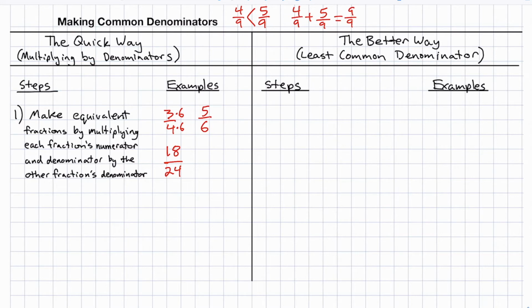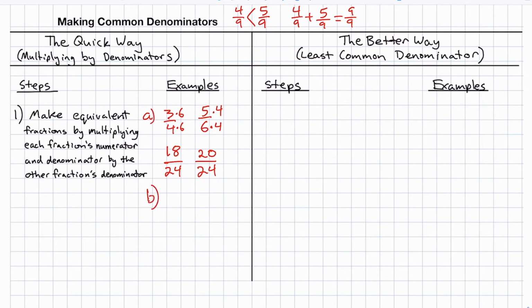We're going to take 5/6 and multiply those by the denominator of the first fraction. So 5 times 4 gives us 20. 6 times 4 gives us 24. Now we can see we have common denominators. So 18/24 is equivalent to 3/4, and 5/6 is equivalent to 20/24. We can now see that 5/6 is bigger, or 20/24 is bigger. We could add them, we could subtract, we could do all that kind of stuff. That's how we're making common denominators. So that was example A.